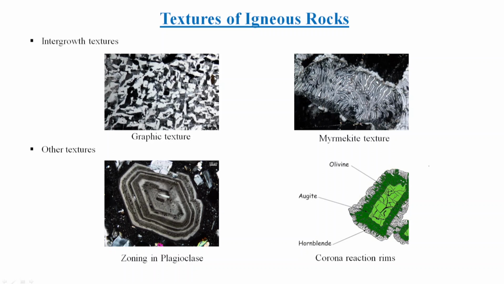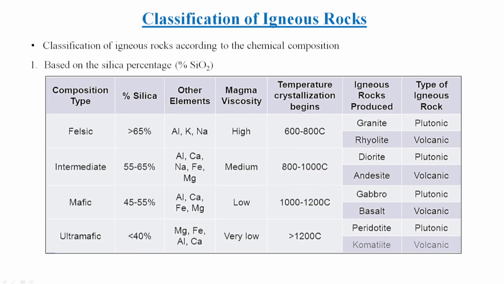Again, this requires a basic understanding of igneous phase diagrams, through which we can explain the formation of this kind of texture. Then you also have the classification of igneous rock, where we can classify igneous rock based on its felsic, intermediate, mafic and ultramafic nature, based on the percentage of silica.